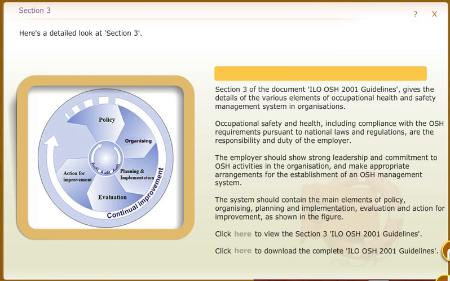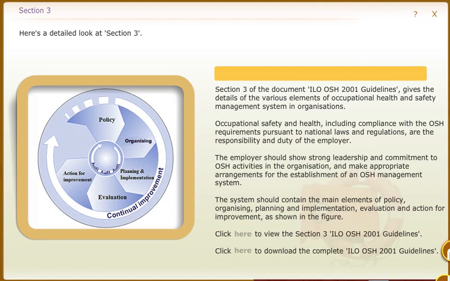Occupational safety and health, including compliance with the OSH requirements pursuant to national laws and regulations, are the responsibility and duty of the employer. The employer should show strong leadership and commitment to OSH activities in the organization and make appropriate arrangements for the establishment of an OSH management system.